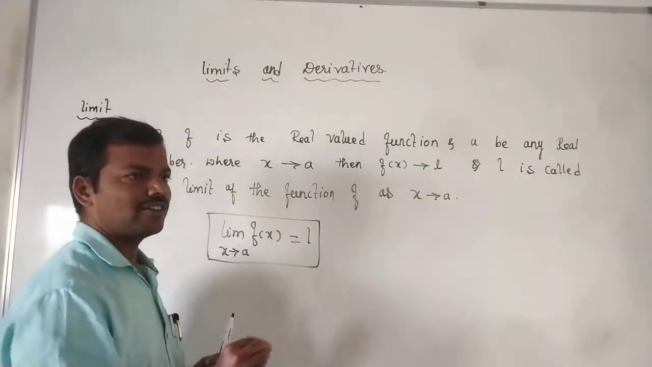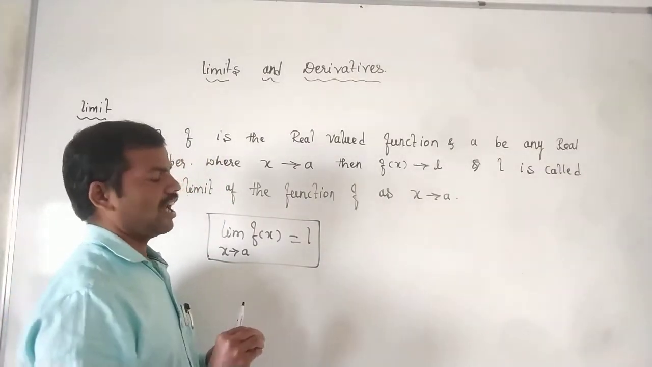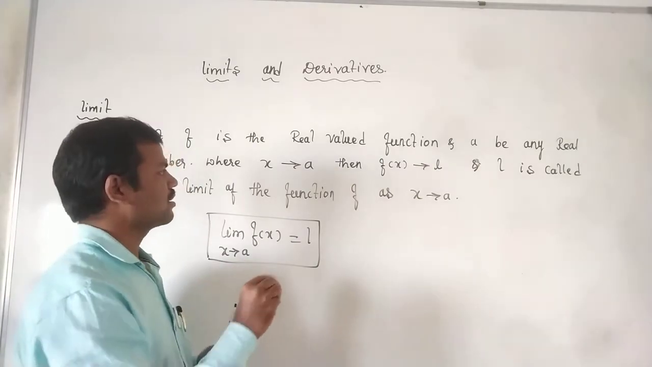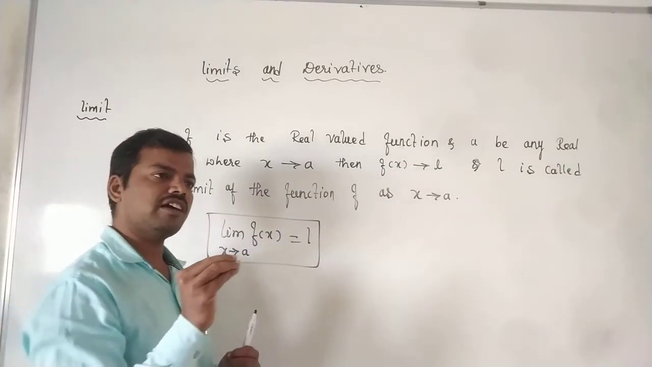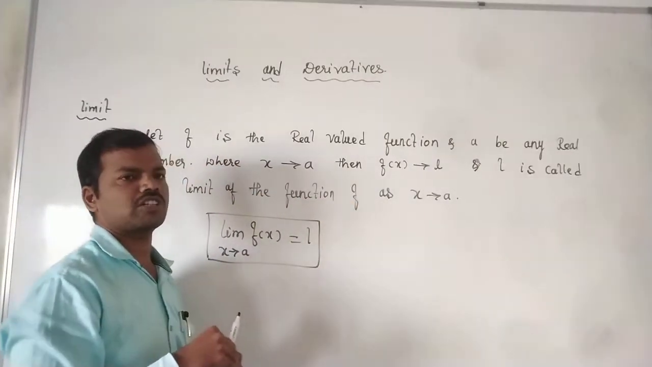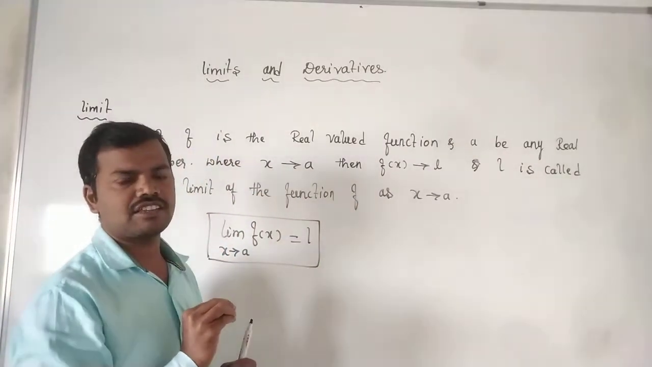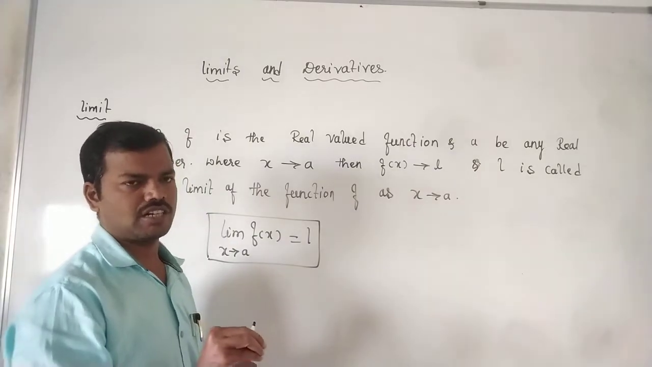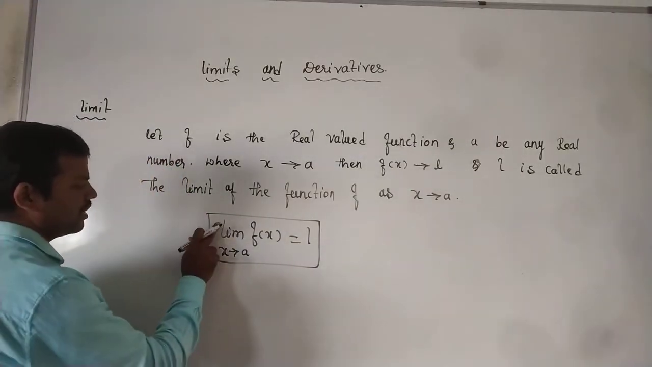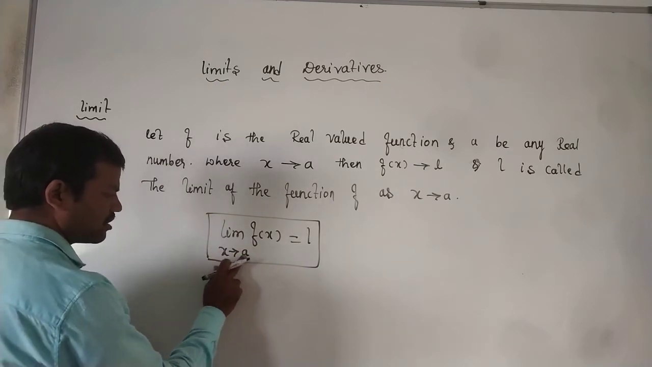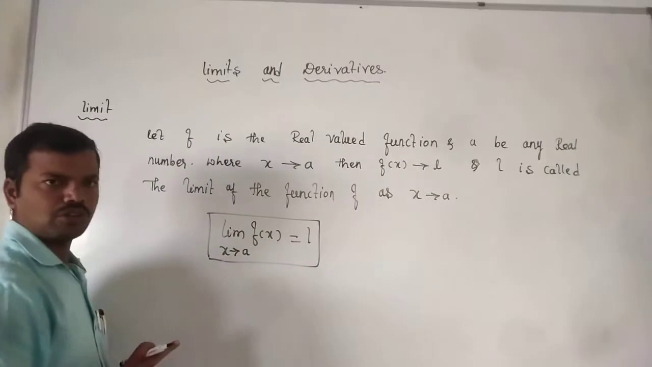Like that only for a function, as we change the variable, there is a change in the function. The function approaches a particular value. That particular value is called the limit of that function. And that limit is indicated by limit as x tends to a, f of x equal to L.